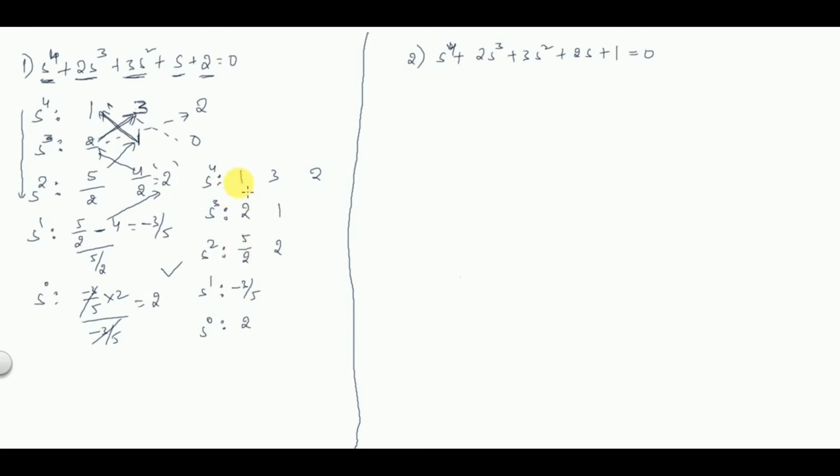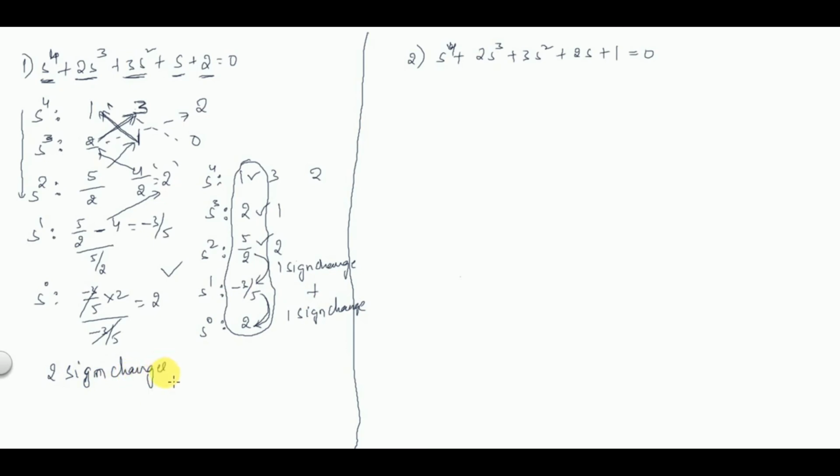Right, if you observe the first column of the Routh array, this is positive, positive, no sign change. This is also positive, but this is negative. So positive to negative, one sign change here. And again negative to positive, and there is another sign change. So totally how many sign changes? 2 sign changes have occurred in the first column of the Routh array.